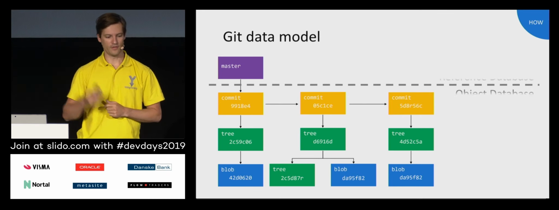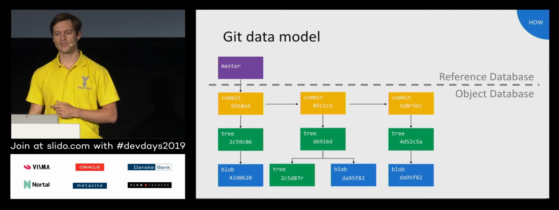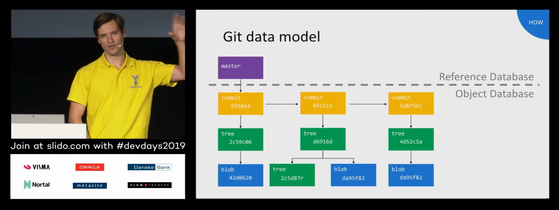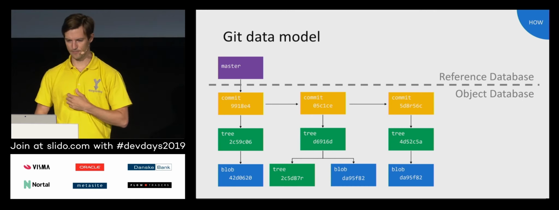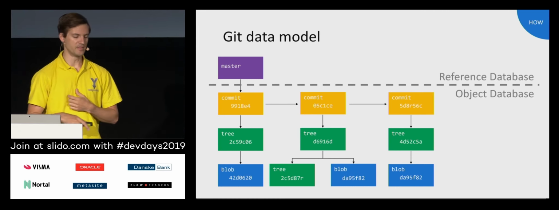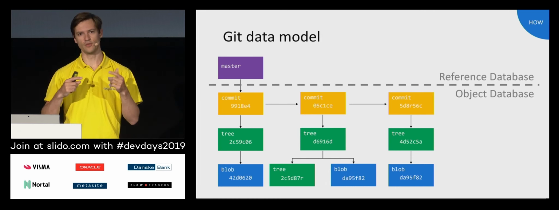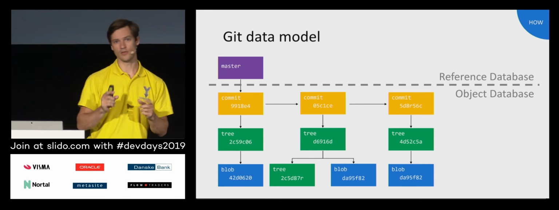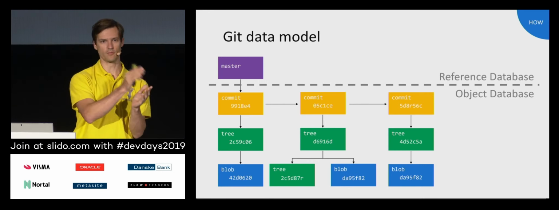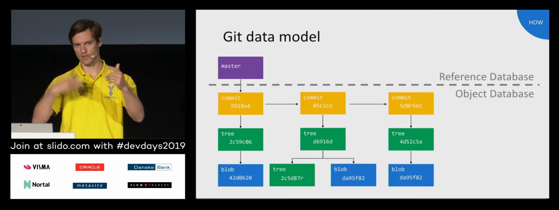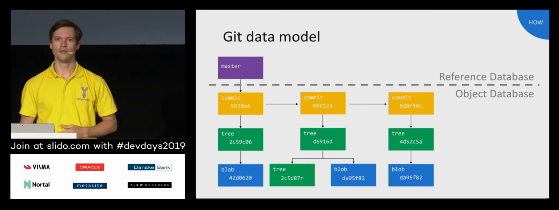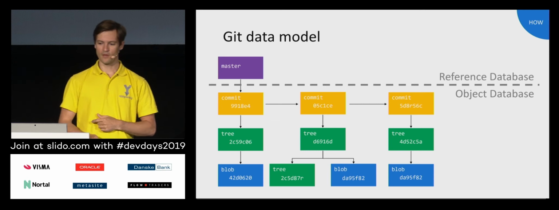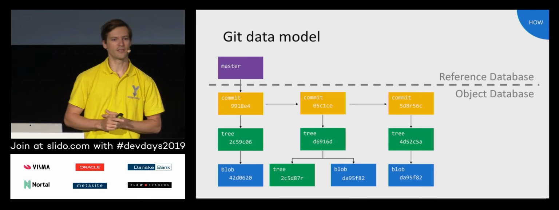We have everything on top, which is the reference database, and that includes branches and tags and things like that. And we have the object database. The difference between those two is that the top one, the reference database, is a read-write database. You can move your master forward, backwards, you can create new ones, you can delete old ones. But the object database is in fact append only.